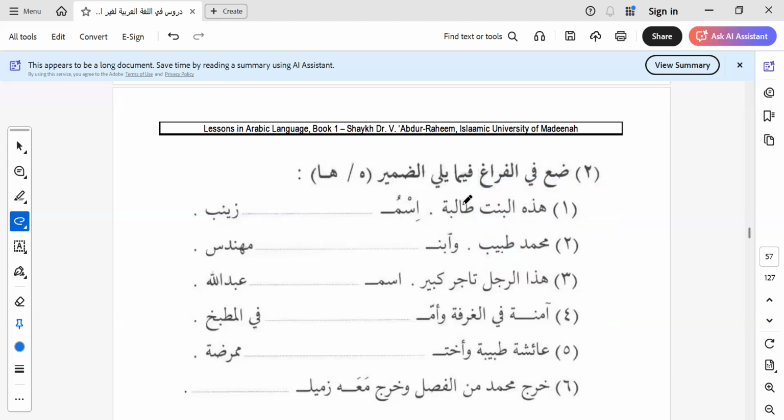Now, هذه البنت طالبة اسمها زينب. All right. Now, Muhammadun, yeah, Muhammadun what? طبيب. Yes, Muhammadun tabibun. So, what? وابنه مهندس. Wabnuhu muhandis. Do we get it? Wabnuhu muhandis. Exactly. نعم. All right.